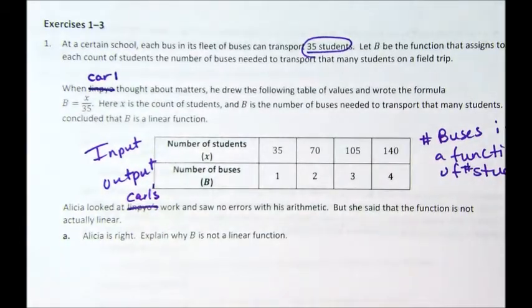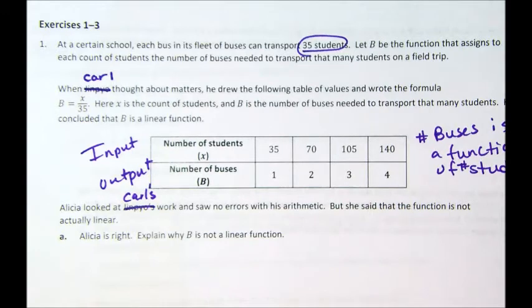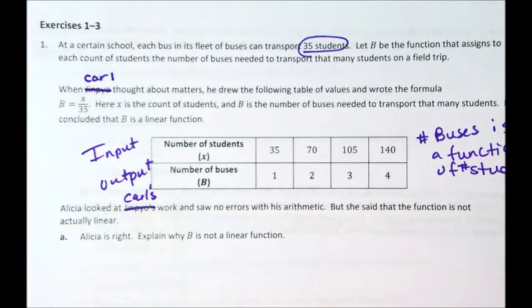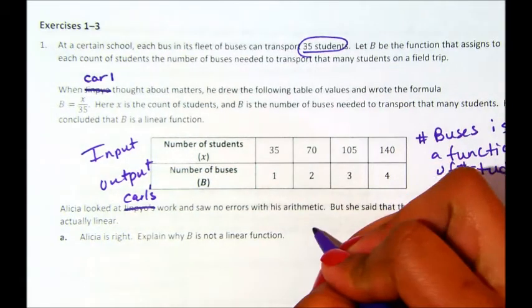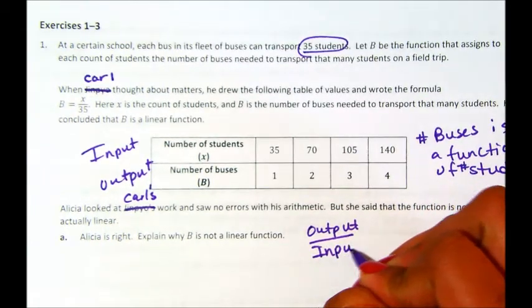Alicia looked at Carl's work and saw no errors with his arithmetic, but she said that his function is not actually linear. Alicia is right. Explain why the information given in the table does not express a linear function. I'll give you a hint. Examine your ordered pairs, output to input. So that's output over input.